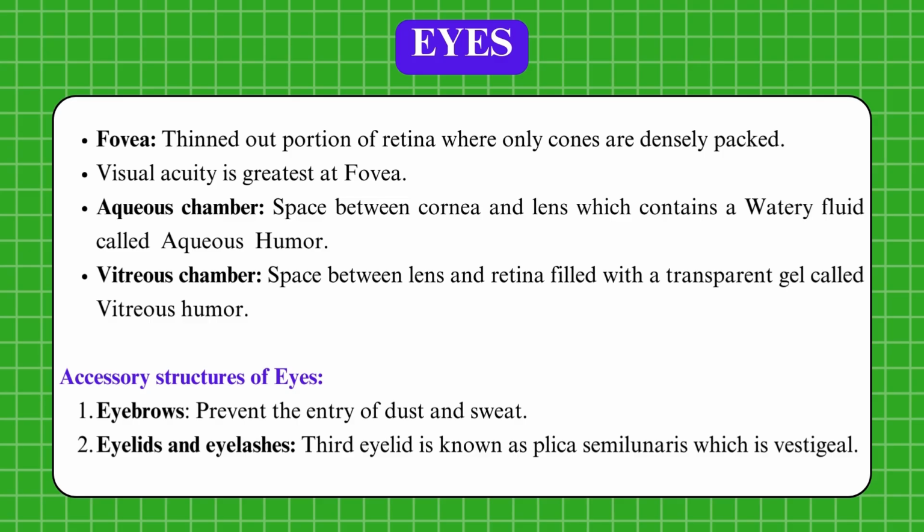Aqueous chamber. Space between cornea and lens which contains a watery fluid called aqueous humor. Vitreous chamber. Space between lens and retina filled with a transparent gel called vitreous humor. Accessory structures of eyes. Eyebrows. Prevent the entry of dust and sweat. Eyelids and eyelashes. The third eyelid is known as plica semilunaris, which is vestigial.